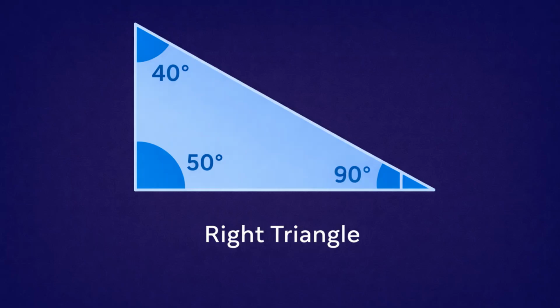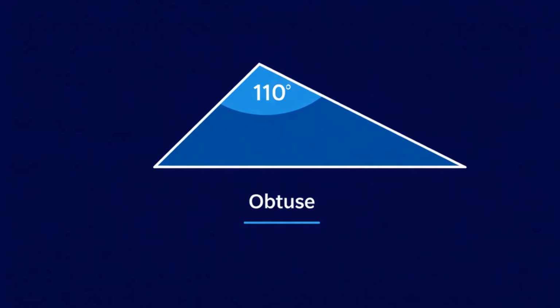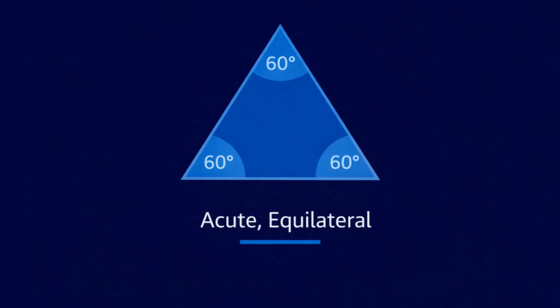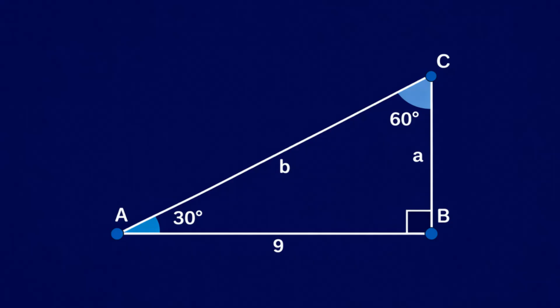If the angles are 90, 40, and 50, the triangle is right. If the angles are 110, 40, and 30, the triangle is obtuse. Angles can also tell you about side lengths. In an isosceles triangle, 2 angles are equal. So if the angles are 70, 70, and 40, 2 angles match, and the triangle is isosceles. If all angles are 60, the triangle is equilateral. If none of the angles match, like 30, 60, and 90, the triangle is scalene.